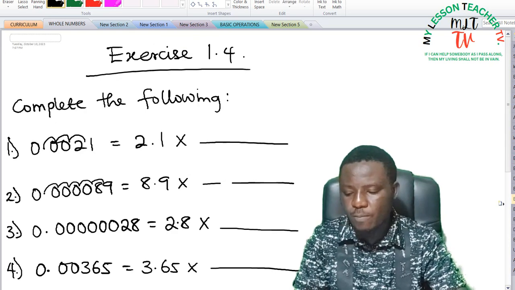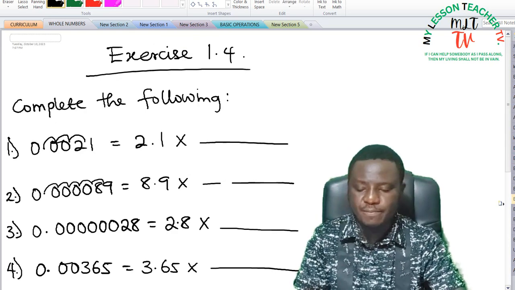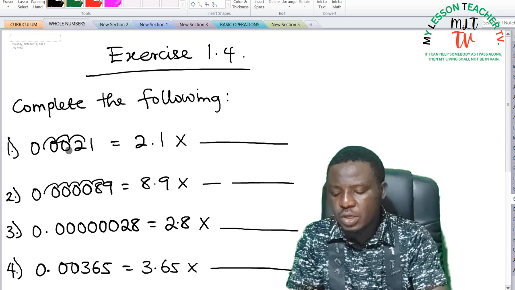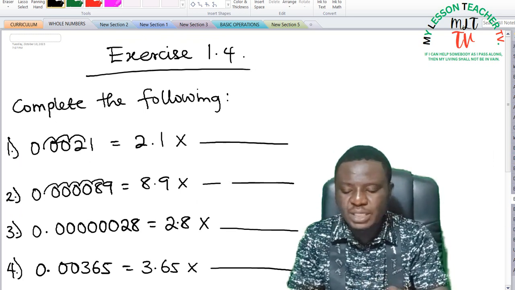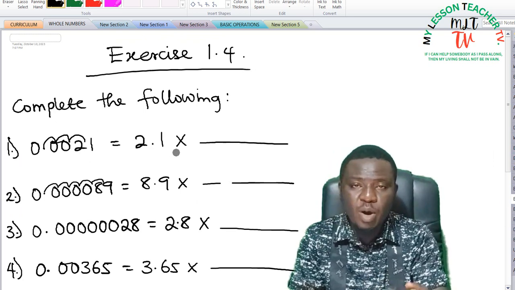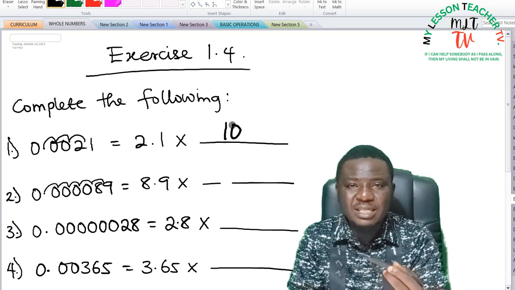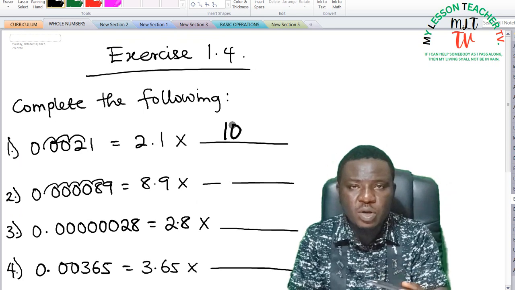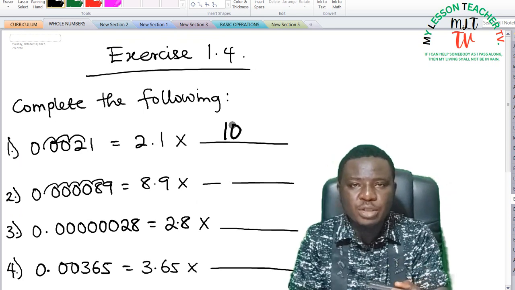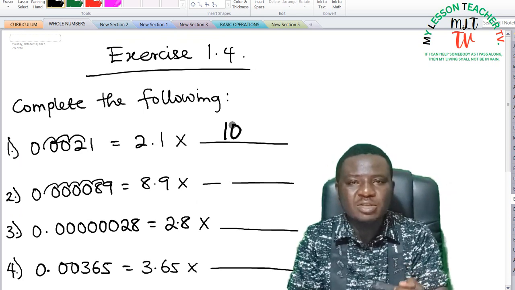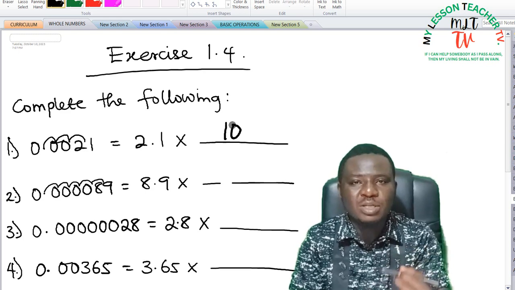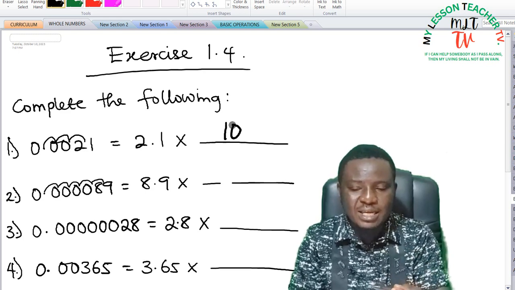Exercise 1.4, that we should complete the following. 0.0021 can be expressed as 2.1 times 10 raised to the power of what? It's going to be times 10 raised to the power of the number of times the decimal point is being moved. And you have to move the decimal point until it gets to the back of the first non-zero digit.